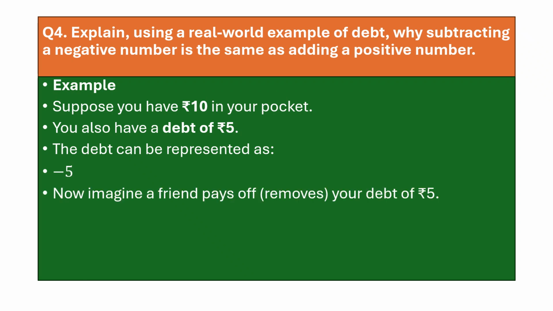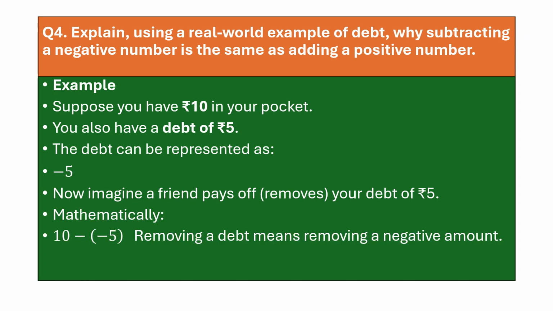Now imagine a friend pays off or removes your debt of rupees 5. So mathematically, 10 minus minus 5. That means removing a debt means removing a negative amount. So 10 plus 5 will give you 15. Likewise, not only this, you can even try different real world examples of debt.